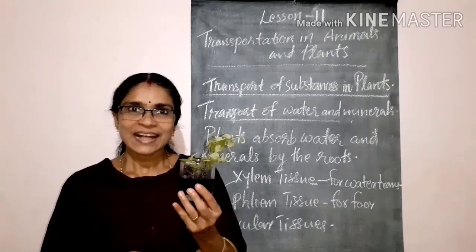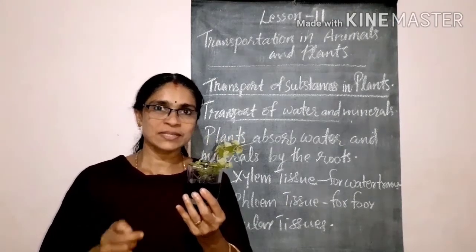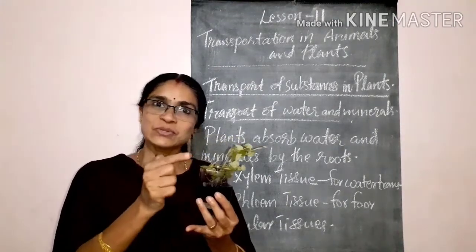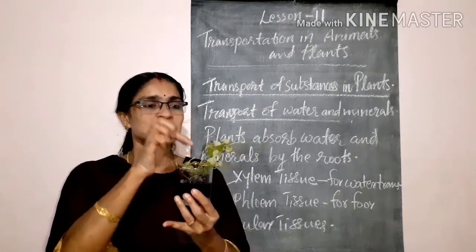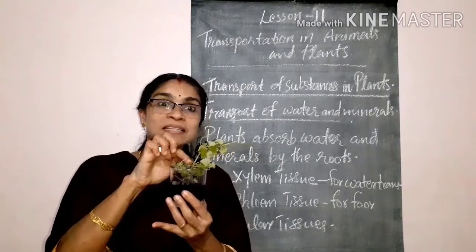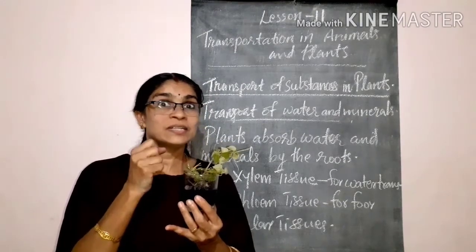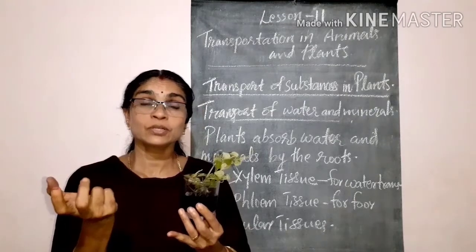Root hair absorbs water from the soil and it is transported to the roots. From the roots it goes to the stem. From the stem it goes to the various branches, and from the branches it reaches the leaves. Leaves also need water for the preparation of food.